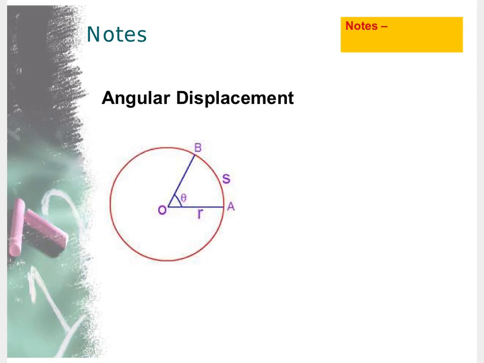So the first thing I want to talk about is angular displacement, and that is basically this angle theta that you see here. So let's say that I started at point A and that at some later point I went to point B. Well, if I did that, then my angular displacement would be theta. Okay, so theta is the angular displacement, and it is measured in any unit that you use to measure angles.